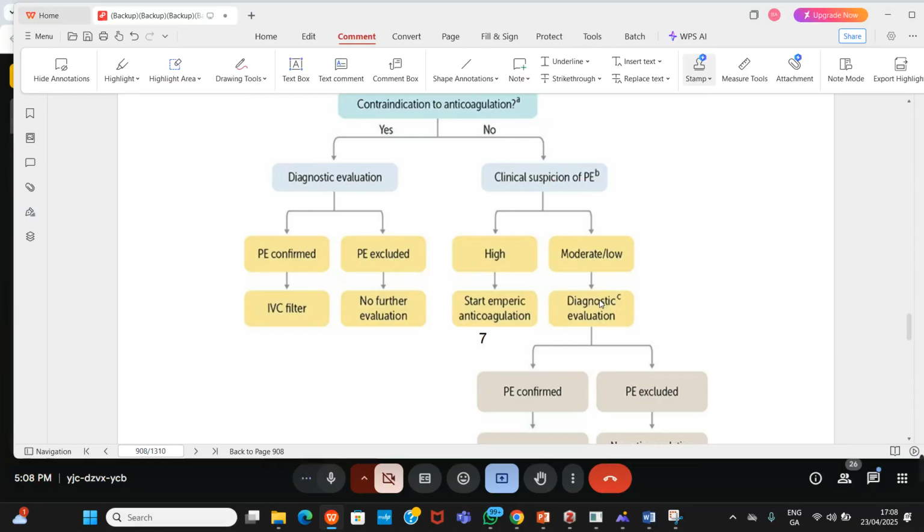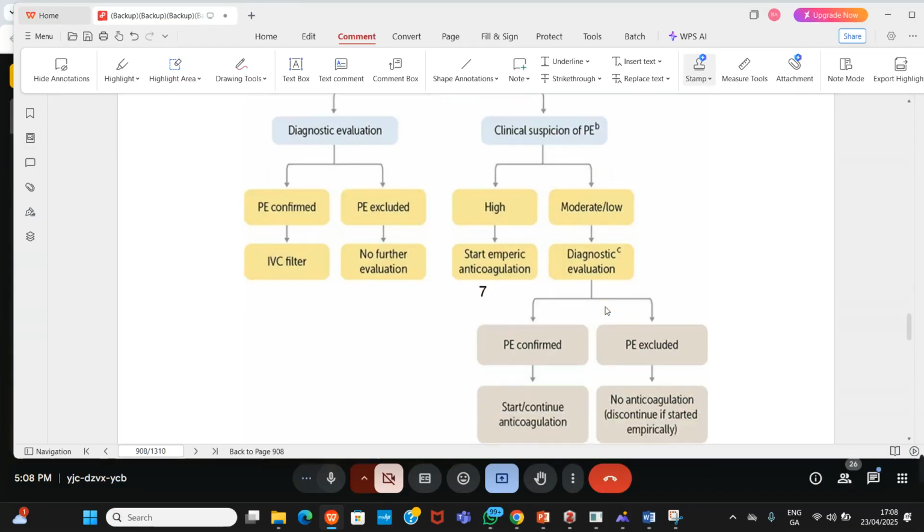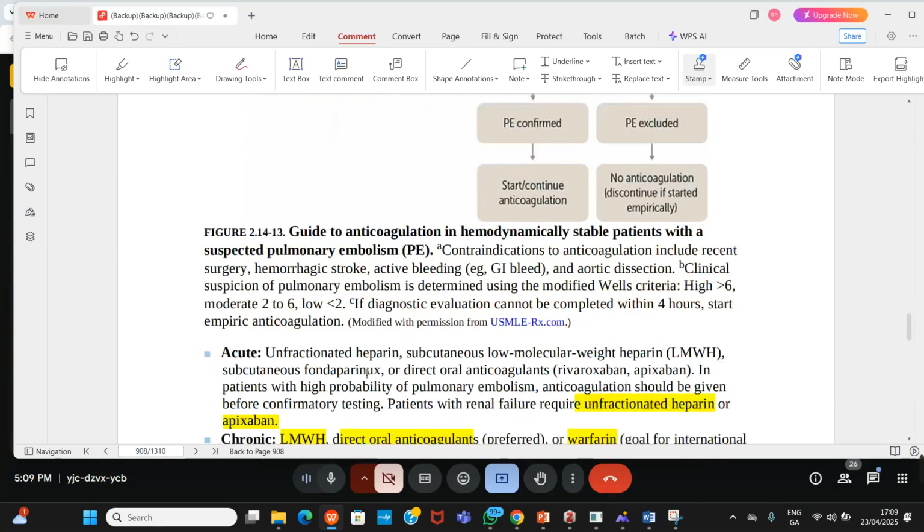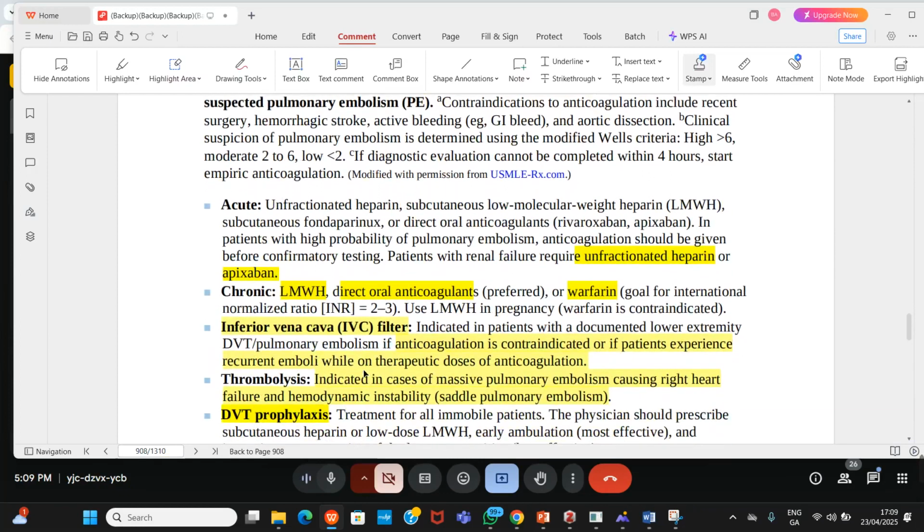If you have done your testing for PE, there is no contraindication to anticoagulation, and you know from all the investigations I've done that this is likely to be PE, just start your anticoagulation. Very, very important. So this is just following what I've said initially. If you have a very high clinical suspicion, maybe you get a value of 7 and above, you don't even wait till you start investigation. You quickly start empiric anticoagulation. 7 and above, empiric anticoagulation.